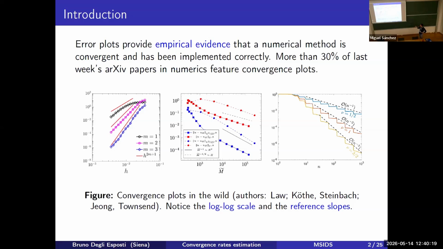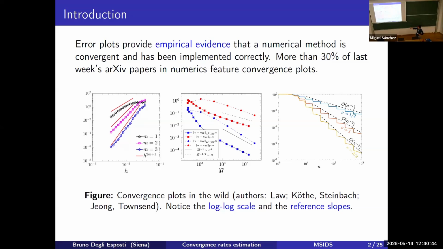So this is what a typical error plot looks like. It's a sample from papers published recently on the arXiv in the numerical analysis section. And basically more than 30% contain at least one of these plots. They come in all sizes, shapes, and colors because everyone has their own plotting routines. But they have some elements in common, right?